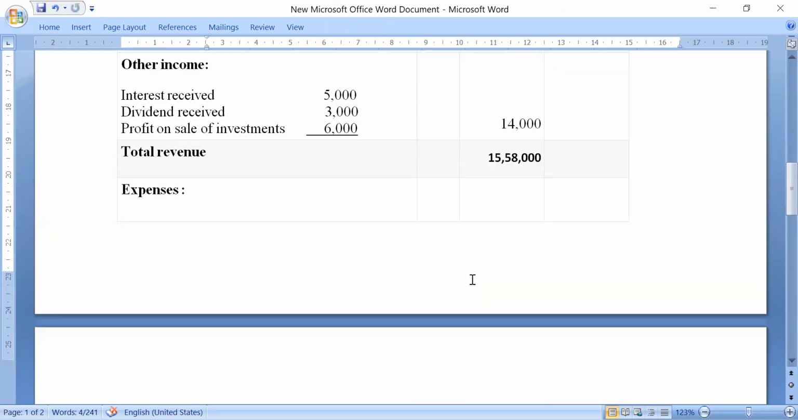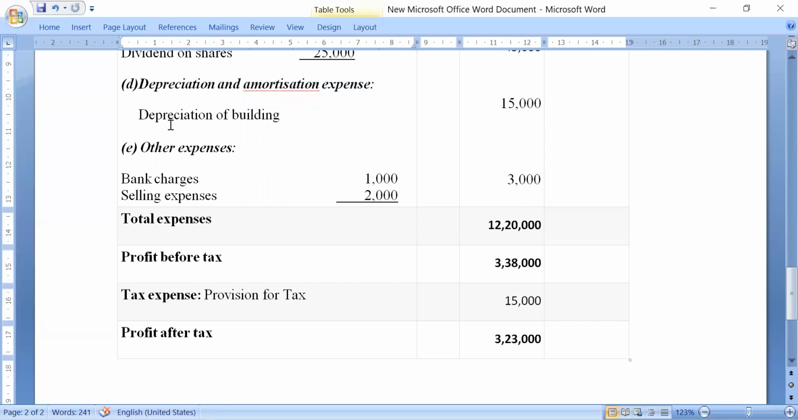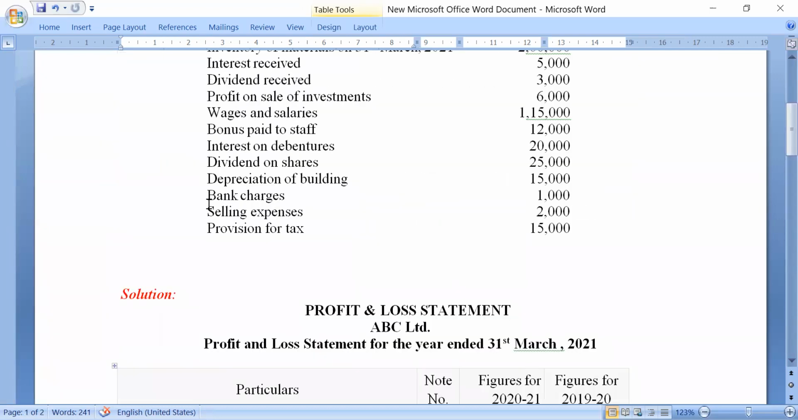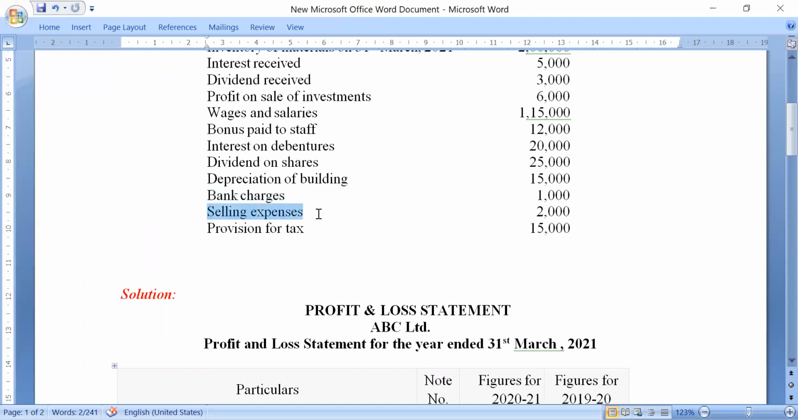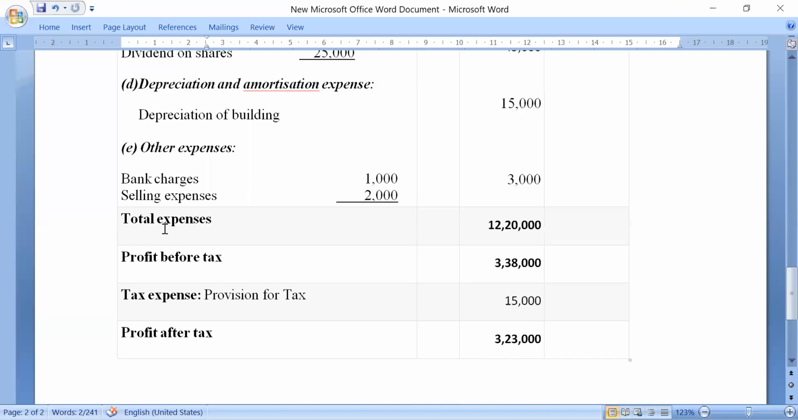Depreciation has a special heading, depreciation and amortization expense. Under this heading, we show depreciation on any tangible asset, and also amortization of any intangible asset. So in this question, there is only one item, depreciation of building. We will place this item here. And now let us proceed to the next part of the question. There are 2 expenses, bank charges and selling expenses. These will come under the head other expenses.